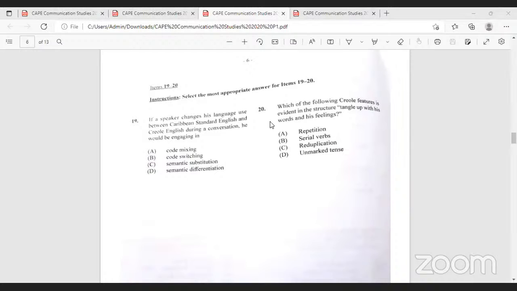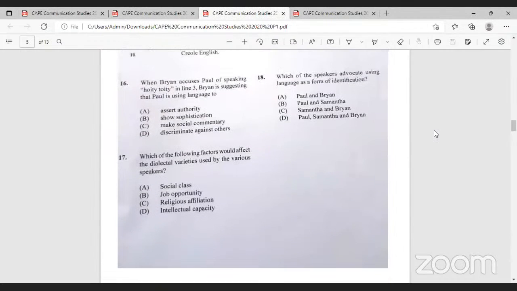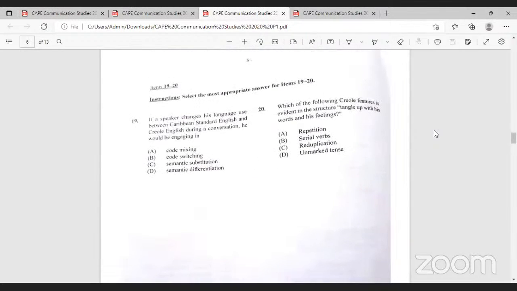Somebody is asking what 17 and 18. 17 and 18 are both A, if I remember correct. 17 is A and 18 is A. 19 is B and 20 is D, as in dog, unmarked tense. But we don't know. Tangle up with these words and feelings. We can't tell the tense out of it. So it's present, past, or whatever. So 20 is D.